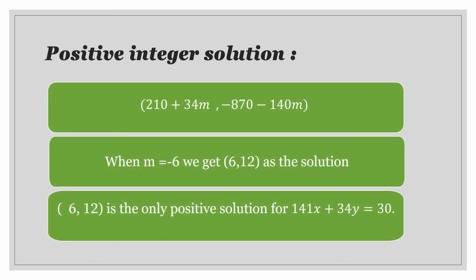So the positive solution, by plugging in m equal to negative 6 in the values for x star and y star, we get 6 and 12. So (6, 12) is the only positive solution for this Diophantine equation, 141x plus 34y equal to 30. Apart from this, we can get many non-positive integer solutions. Maybe we can include some negative integers also.